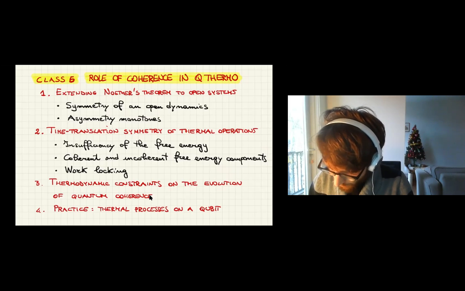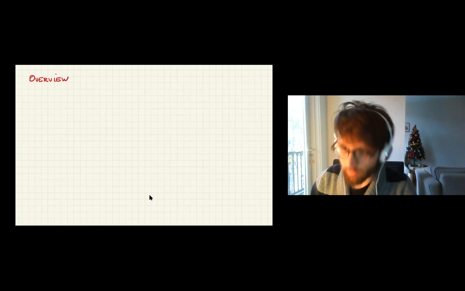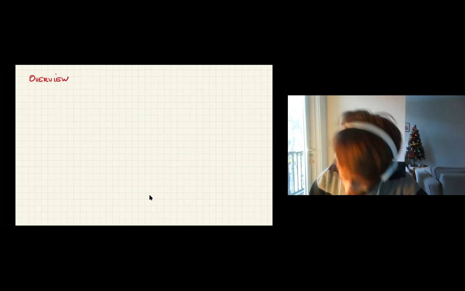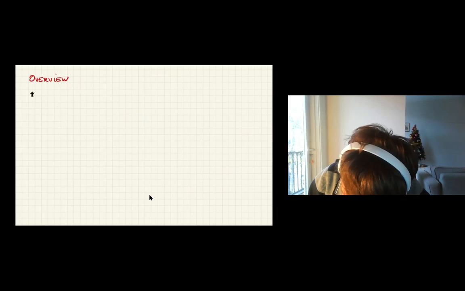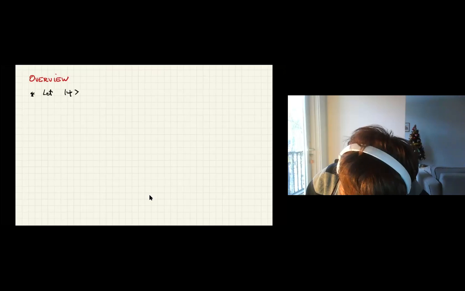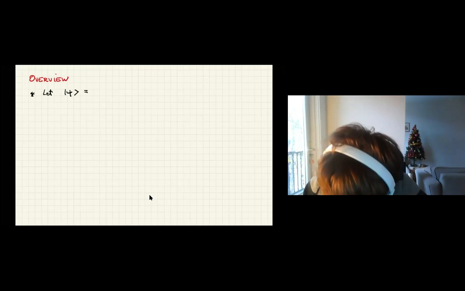Okay, so let me start with a quick overview of what we are going to look at in more detail. So the kind of example you can have in mind is just imagine that you have a quantum state, say for example a pure state in the easiest of cases, which is a superposition of two different energies.